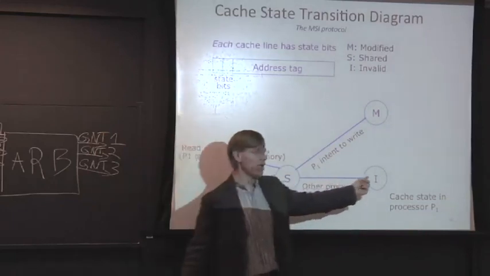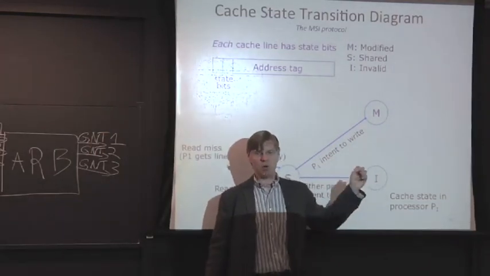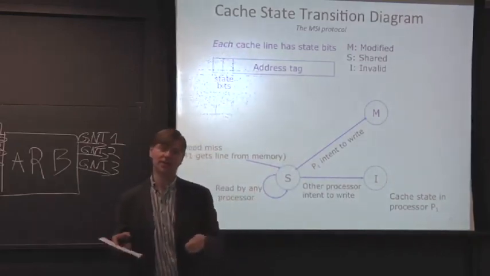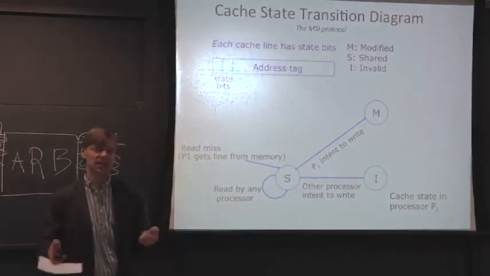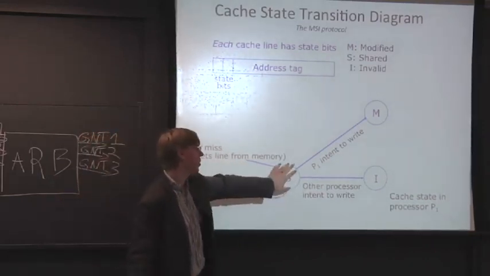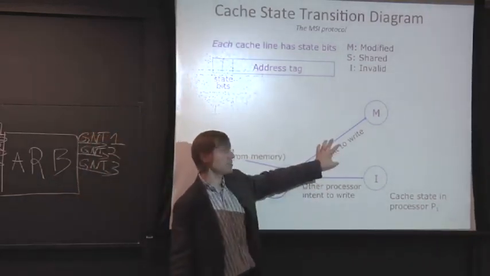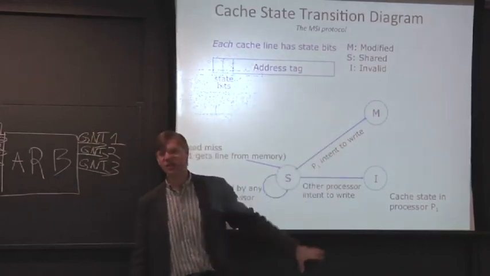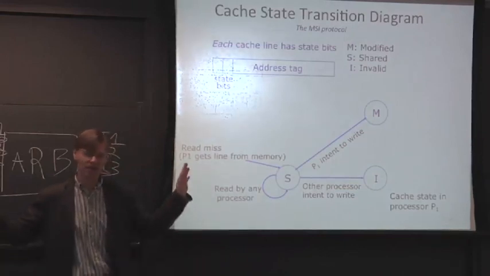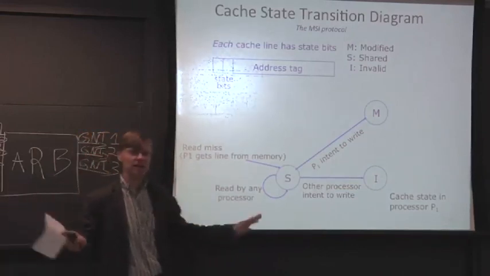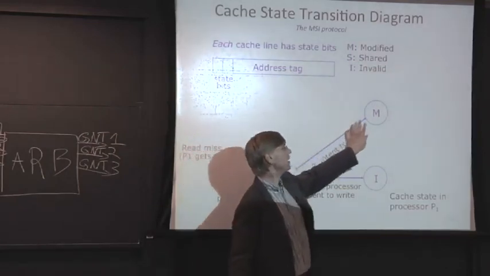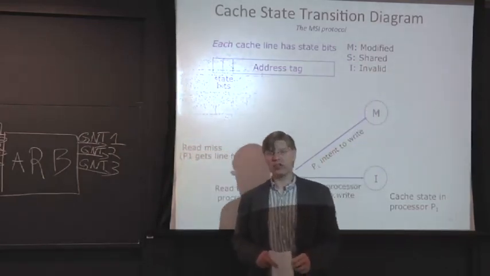They need to transition from S to I. So I wanted to point out here that all the different caches in the system don't have to have the data in the same state at the same time. This is a per cache state. So when you have an intent to write, you broadcast this information, and everyone else has to invalidate it from their cache. So whether they have it in S or M, they need to transition to I. And only then can you transition to M and actually do the write.